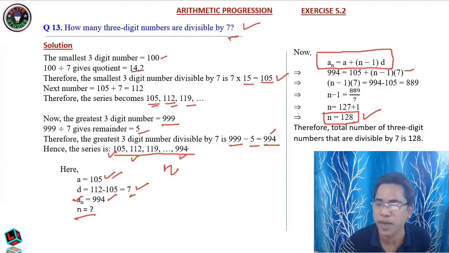It is a very interesting question, dear students. Like this way you can do any type of question. How many 4 digit numbers are there which are divisible by 7? How many 8 digit numbers are there which are divisible by 7? This is very interesting. So therefore, the total number of 3 digit numbers divisible by 7 is 128. Clear? So with this, now let us take the screenshot.